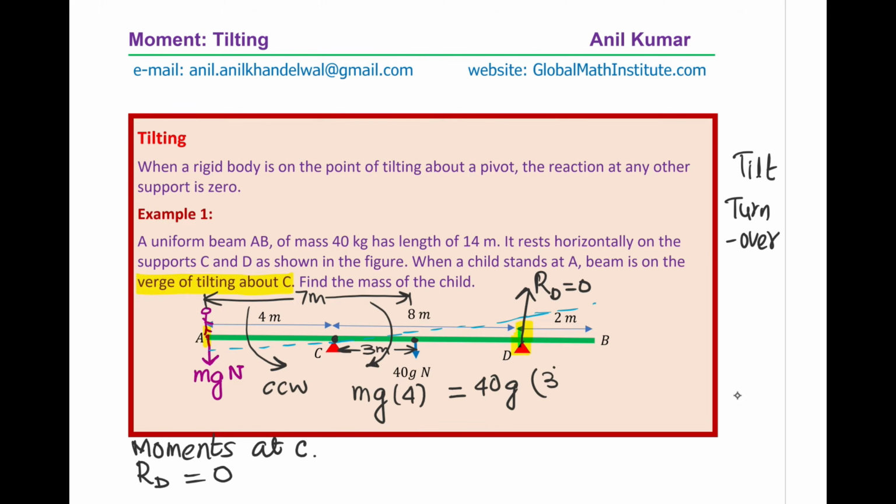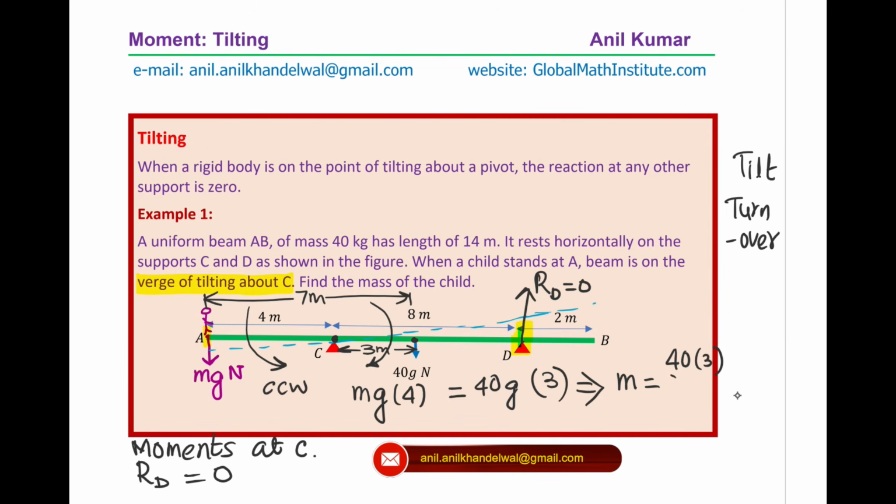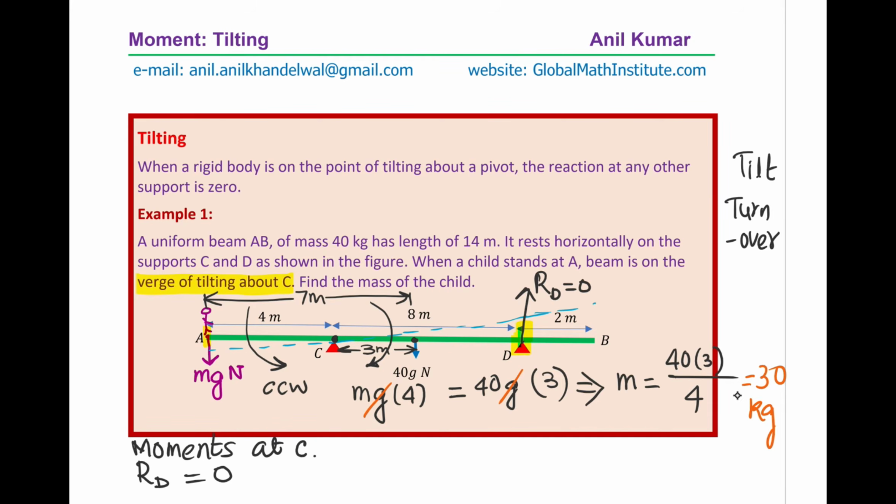Correct? So it is 3 meters. That gives you the equation to find the unknown mass of the child, as you can see very clearly. So from here, we get the mass m is equal to 40 times 3 divided by 4. G cancels on both sides, and this simplifies, you can divide by 10, and so we get a mass of 30 kg. Correct? So that is how we could do it.